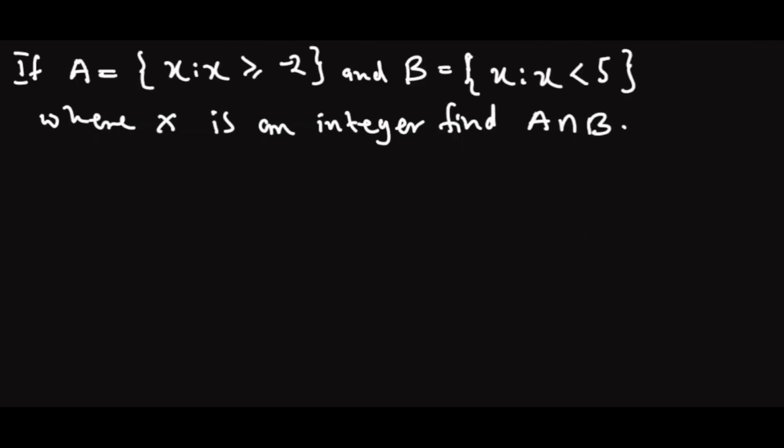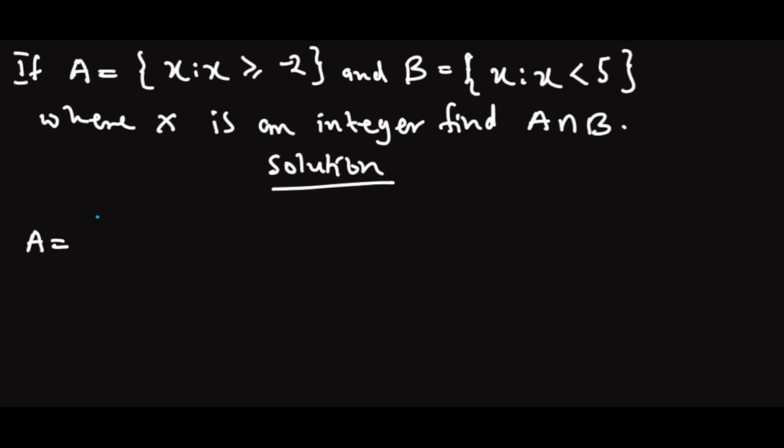Now we have another question that says if A equals {x : x is greater than or equal to -2} and B equals {x : x is less than 5}, where x is an integer, find A intersection B. This is super easy, and what we need to do first is to list the elements of A and B. So let's find a solution. A is equal to, from the question we know that x is an integer, therefore we list all the integers greater than or equal to -2.